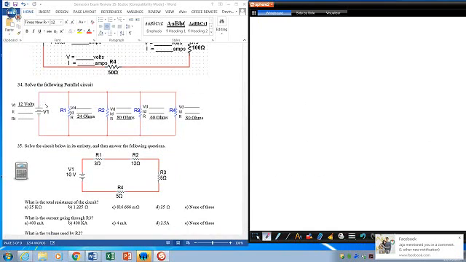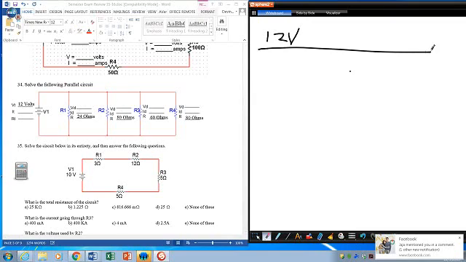All right, number 34. First of all, this is a parallel circuit, right? So you should know by heart that the voltage here, here, all the same. So this should be all 12 volts. 12 volts everywhere.